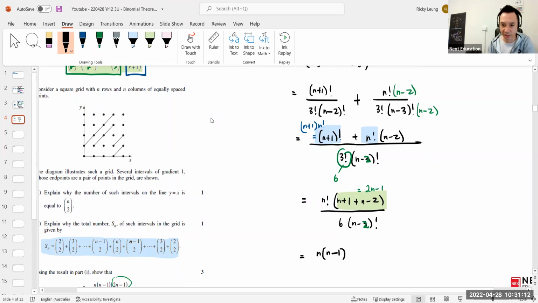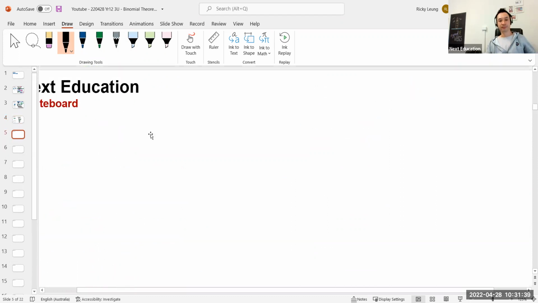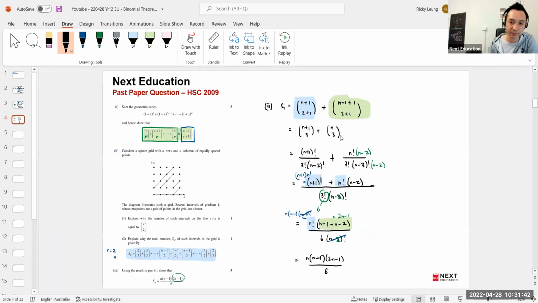N minus 1. So I'm gonna do 2 things. This guy becomes that. What I should do also is change this guy into n times n minus 1 times n minus 2 factorial. Because then that goes away with that, right? Beautiful. Therefore, that times 2n minus 1 over 6. Done. Apologies for that little hiccup in terms of algebra. That's how you do it.